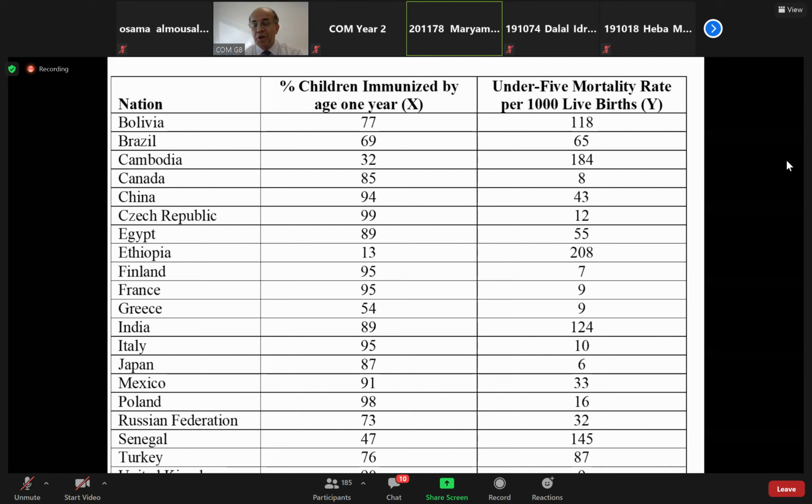Doctor? Yes, I agree. It is yes. Yeah, but how did you, you are absolutely right. How did you come up with this conclusion? Most of the countries, when you decrease the percentage of children immunized, the under 5 mortality rate increases.